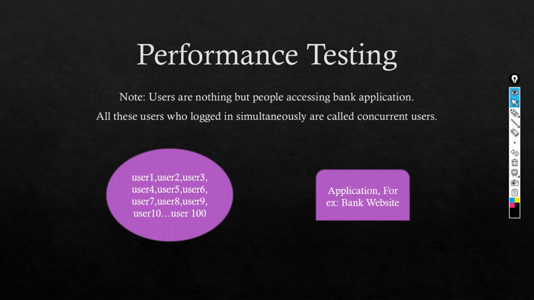They try to perform different actions on the bank application, like downloading a bank statement, transferring money from one account to another account, or paying utility or credit card bills. When all these users perform different actions on the bank application, we will be analyzing how the application is performing, how it is responding, how the application pages are loading, and how fast these users are able to perform those tasks. We will be measuring all those things.